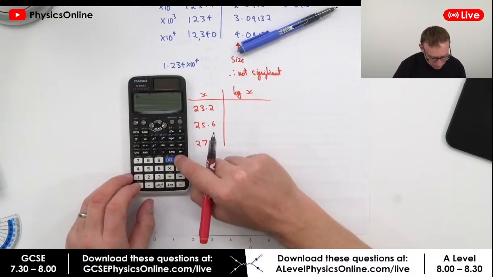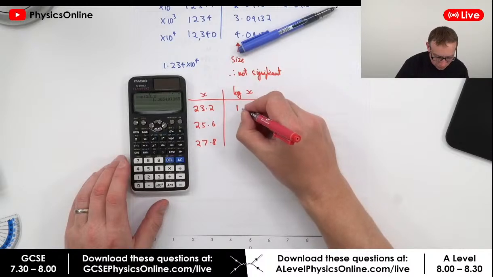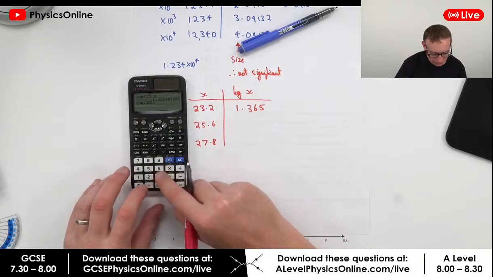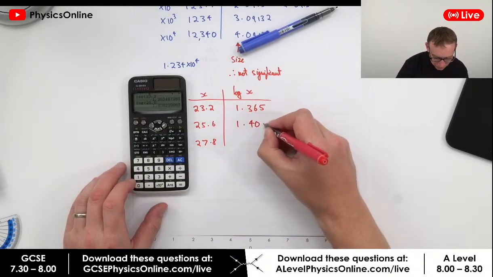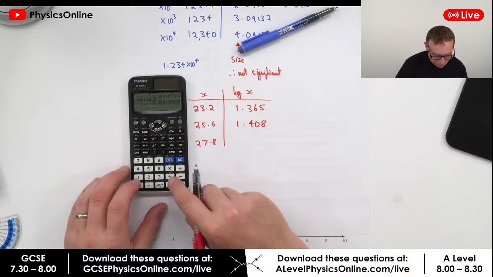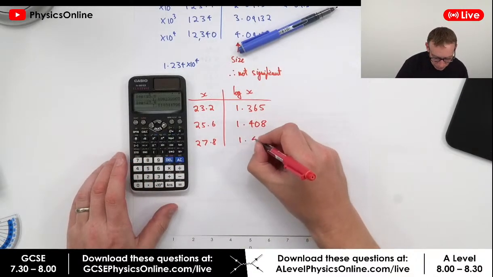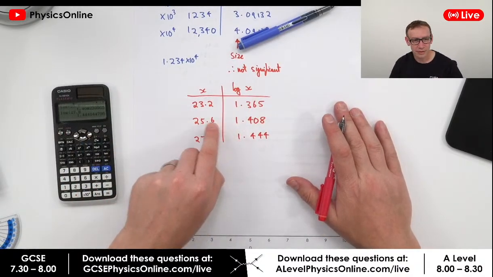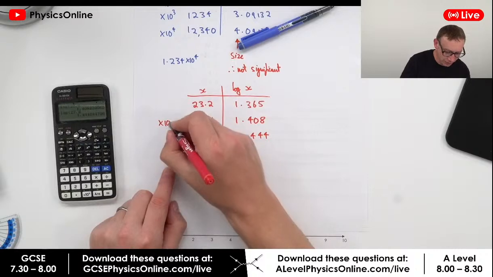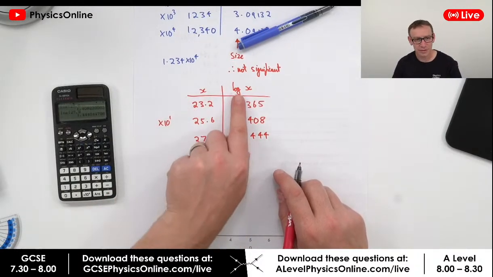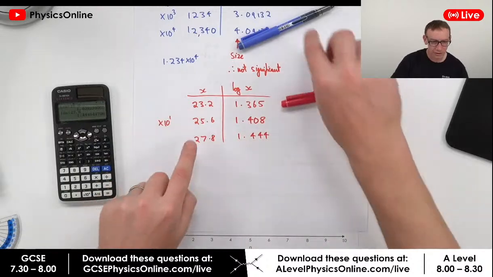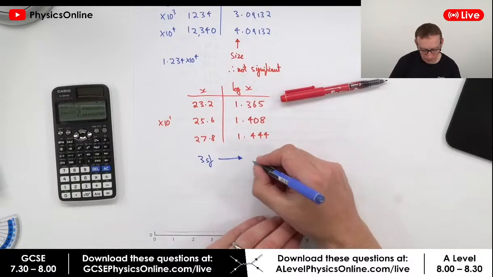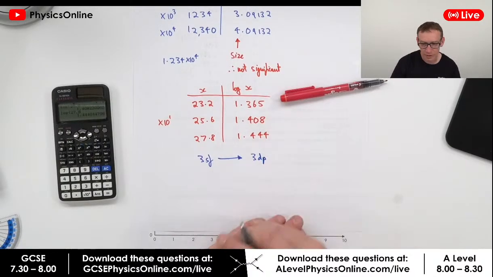So you see that if you took log 23.2, that's equal to 1.365. Natural log of 25.6 is 1.408, and the log of 27.8 is 1.444. Basically all of these have a 1 in front of them because these are all in the order of times 10 to the 1, and therefore the first number doesn't add to the significance. So effectively we've got 3 significant figures, and that means when you take the log of that number you need to give it to 3 decimal places.